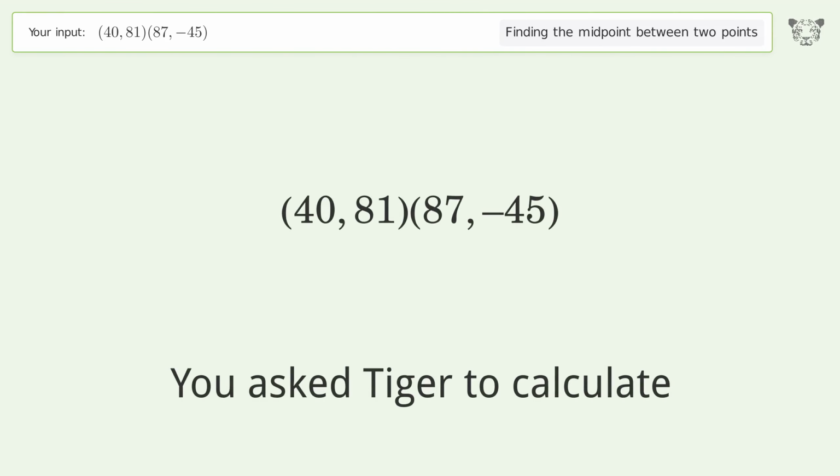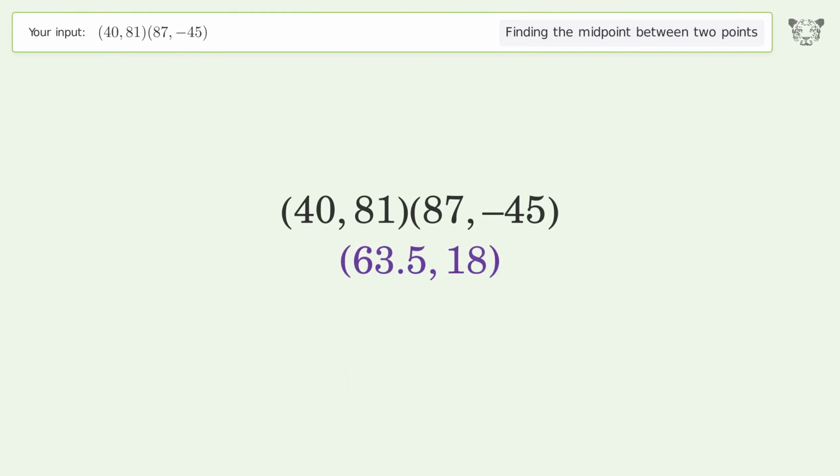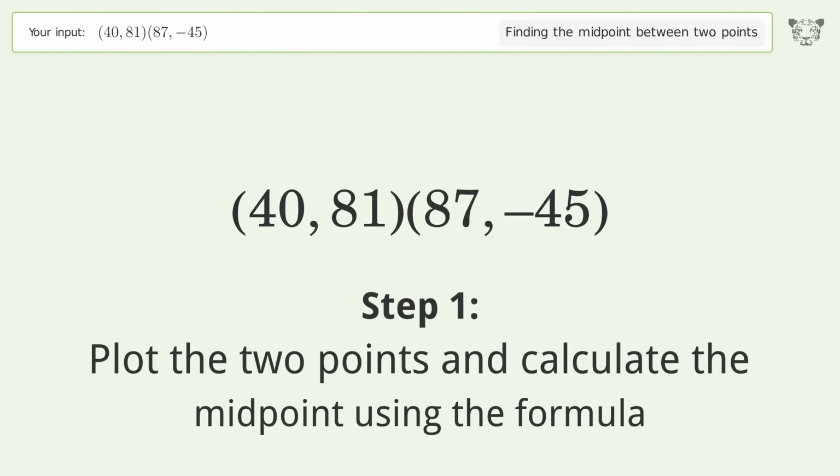You ask Tiger to calculate. This deals with finding the midpoint between 2 points. The midpoint between the 2 points is 63.518. Let's solve it step by step. Plot the 2 points and calculate the midpoint using the formula.